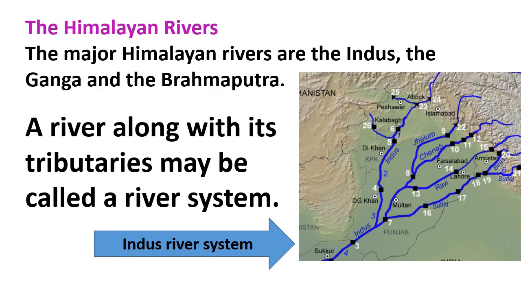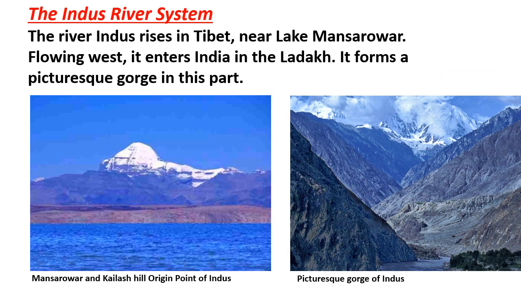The major Himalayan rivers are the Indus, Ganga and the Brahmaputra. A river along with its tributaries may be called a river system. The Indus River System. The river Indus rises in Tibet near Lake Mansarovar, flowing west. It enters India in Ladakh. It forms a picturesque gorge in this part.